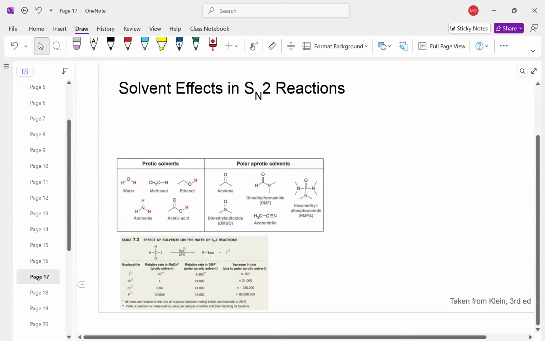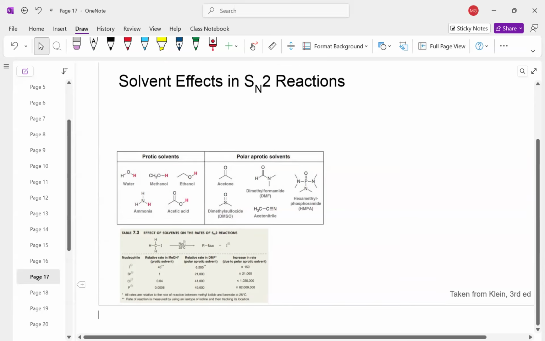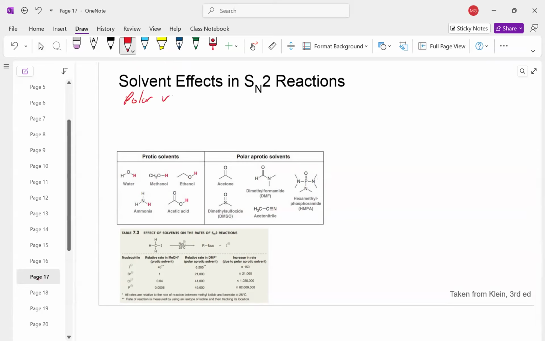Now, in order to set this stage, you need to note that we categorize solvents into two major categories: polar versus non-polar solvents. And I'm not going to go in depth on how you determine that. That's something you should already know, how to look at molecules and determine if they are polar or non-polar.